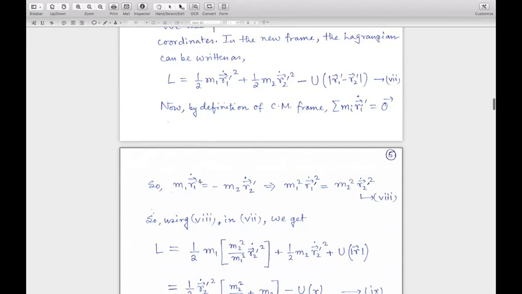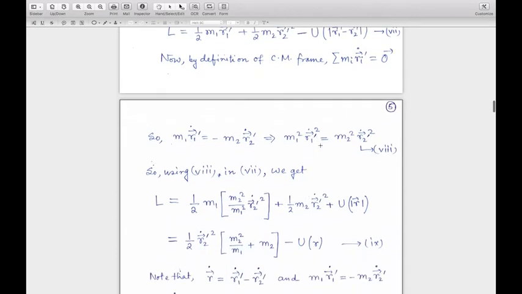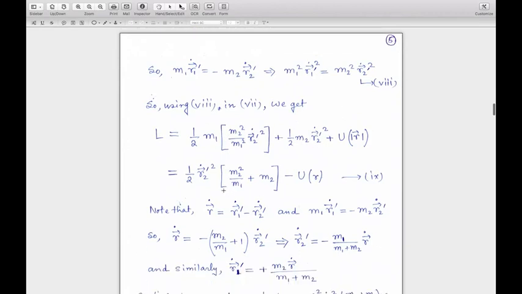Then m1 r1' dot is equal to minus m2 r2' dot, and then you can just square them, and finally you can replace r1' dot square by m2 square by m1 square times r2' dot square. And if you do that in this expression of the Lagrangian, at the end of the day you will have half r2' dot square times m2 square by (m1 plus m2) minus U of r.